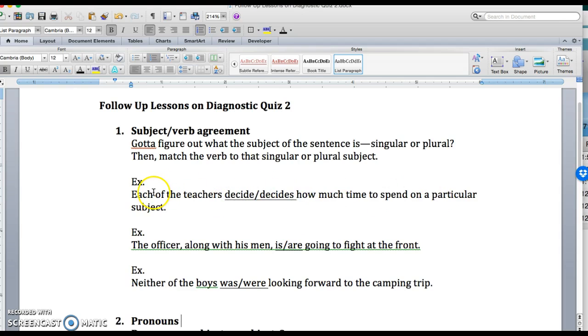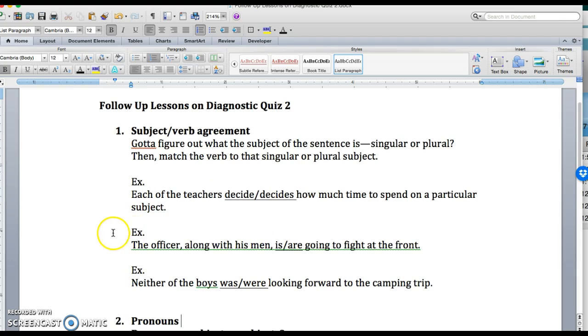Once you figure out what the subject of the sentence is, it helps me to take out the qualifier phrase that's in there, often muddying the waters, and just say, okay, each decide or each decides. If it's one, it would be decides. So each is singular.